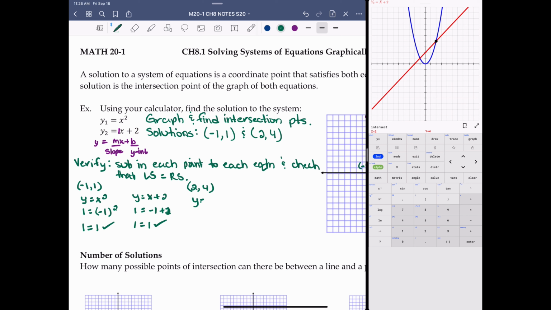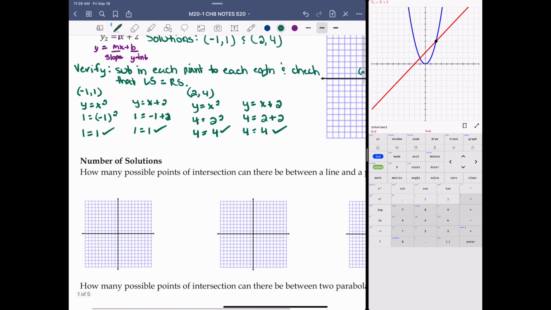Starting with y equals x squared. Subbing in, y is 4, x is 2. 2 squared is 4. We get 4 equals 4, which is true. Last point in the last equation, y equals x plus 2. Y is 4, x is 2. 2 plus 2 is 4. We get 4 equals 4. There we go. We have verified that those solutions are correct by showing algebraically that they satisfy each of the equations in the system.